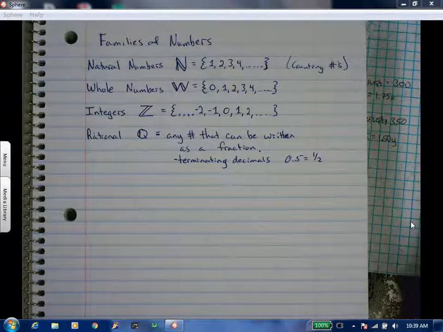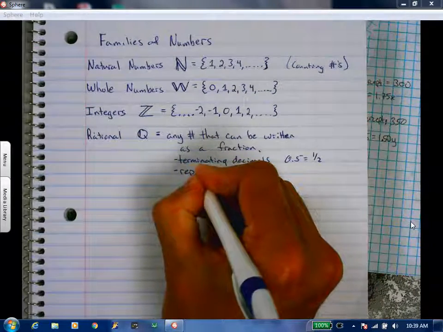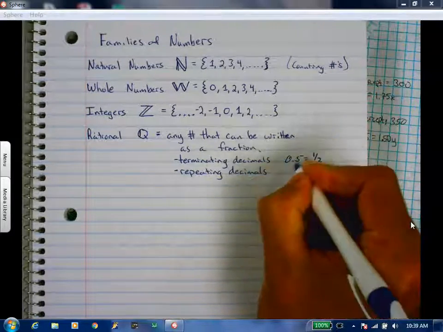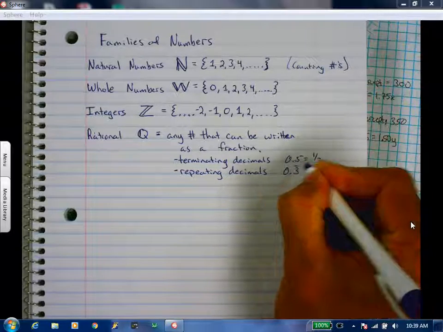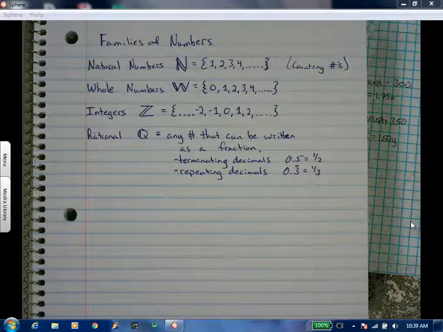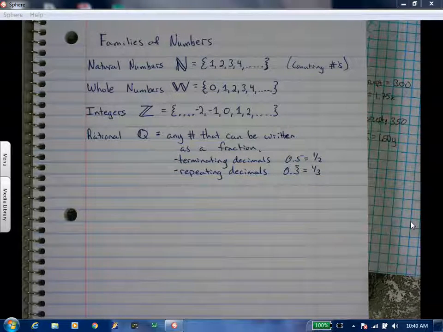And then repeating decimals. Most common example, 0.3 repeating is 1/3. So terminating decimals and repeating decimals are both rational numbers as well. So what would be the opposite of rational? Irrational.